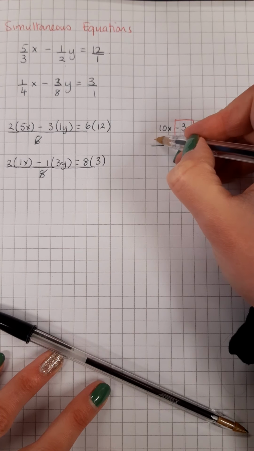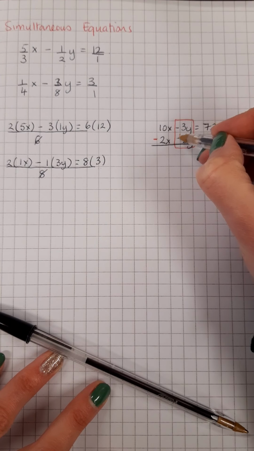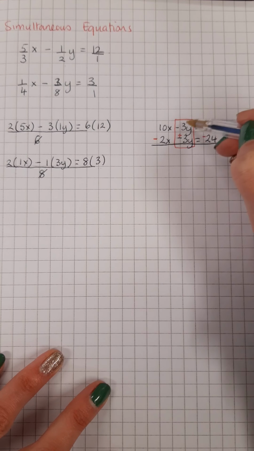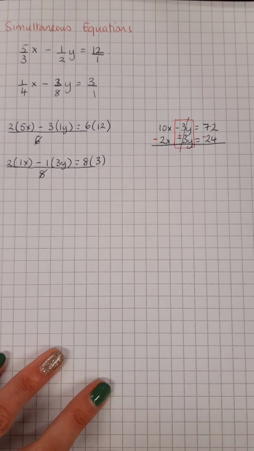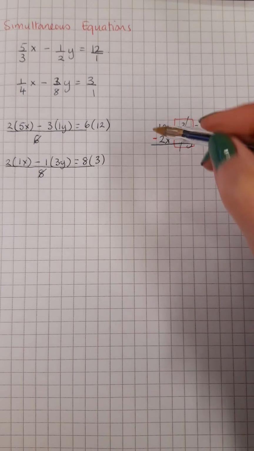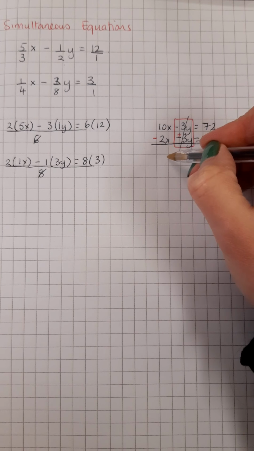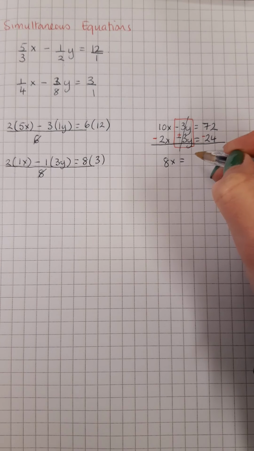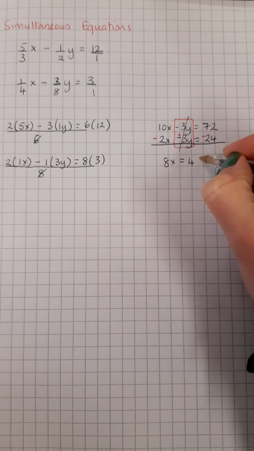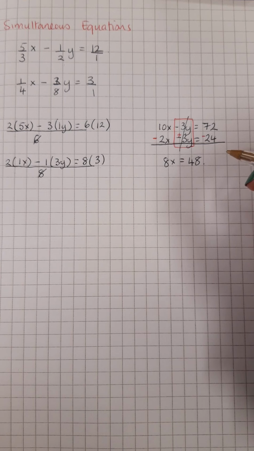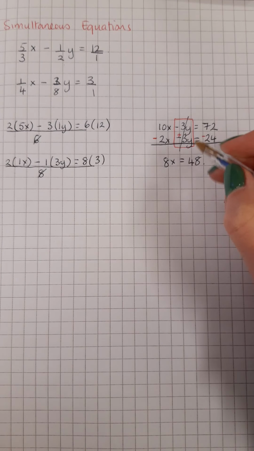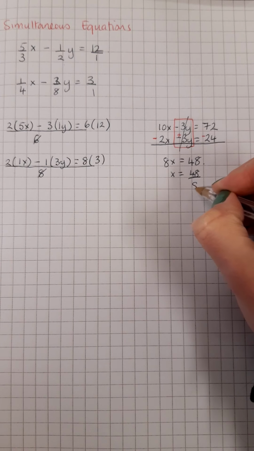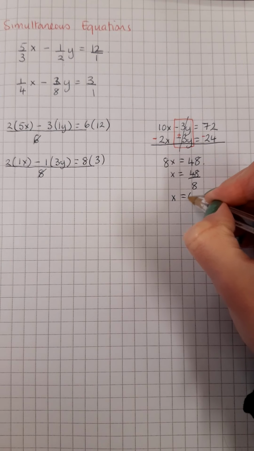So all of the signs will change. This is plus, I'm changing it to minus. This is minus, I'm going to change it to plus. This is plus, I'm going to change it to minus. And at this point, the y's cancel, and I'm going to add down. So 10 minus 2 is 8x, equals 72 minus 24 is 48. Again, we're going to solve for x by getting rid of the 8, the coefficient in front. So x is equal to 48 divided by 8, which is 6.